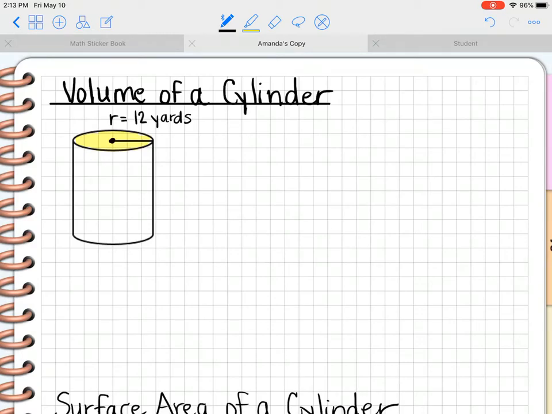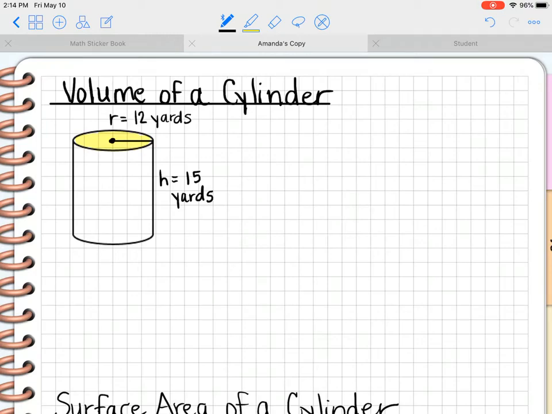If you had a silo or even a water tank, that's another good example of a cylinder. Near my house there's a school and there's a big water tank that looks like this that supplies that school. So whatever example you think about, let's say that the radius is 12. And the height of this particular cylinder I'm making up is 15 yards.